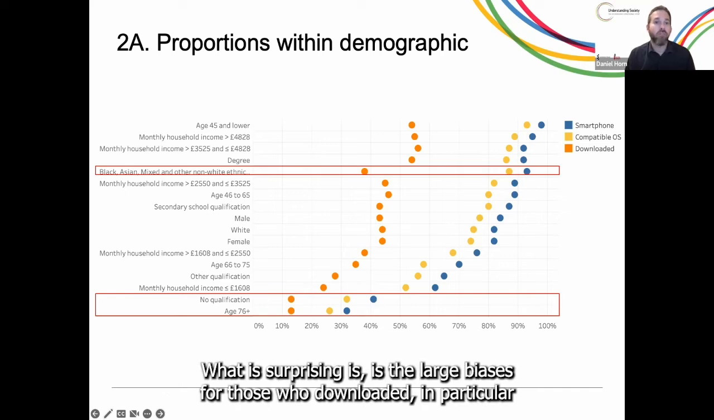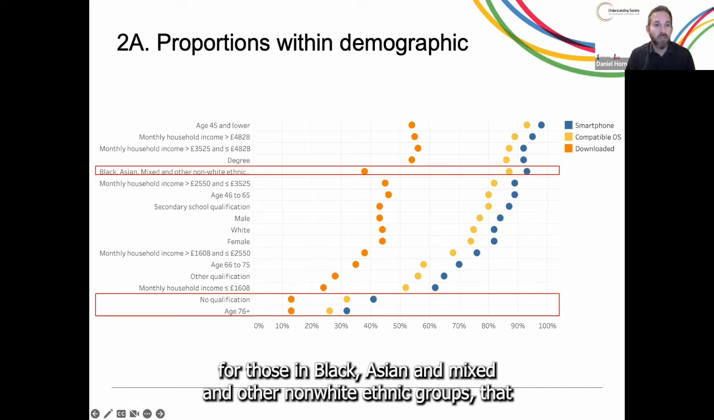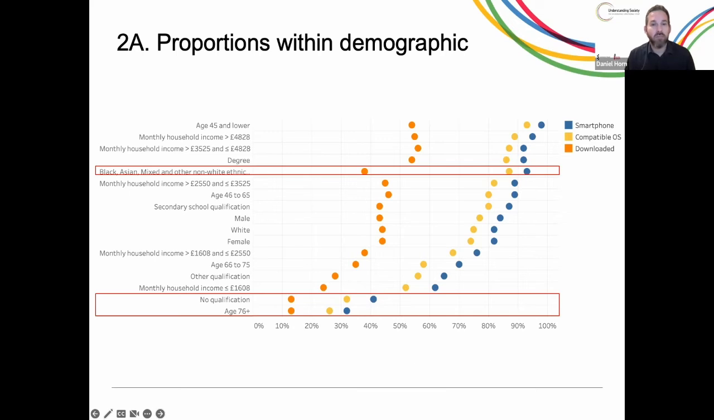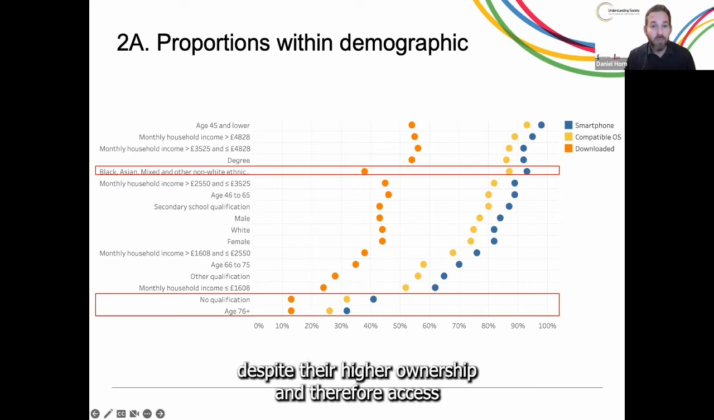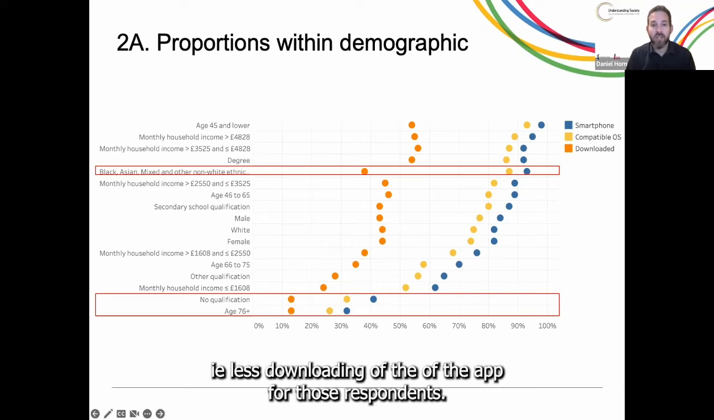What is surprising is the large biases for those who downloaded in particular for those of Black, Asian, and mixed and other non-white ethnic groups, that despite their higher ownership and therefore access to smartphones and compatible OSs, we see larger biases, i.e. less downloading of the app for those respondents.